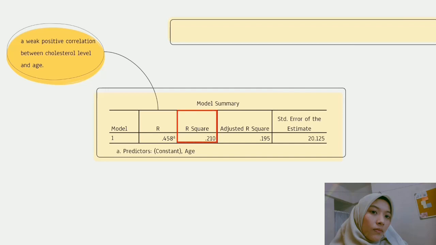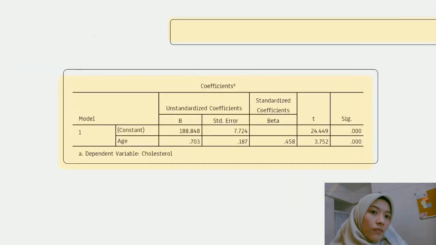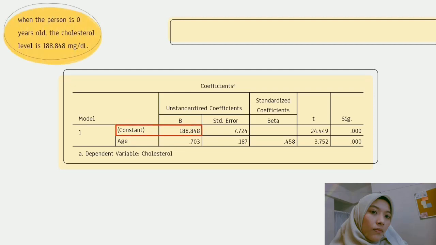The coefficient of determination from the SPSS output is 0.21, which is equal to 21% of the total variation in cholesterol level that can be explained by age using the regression equation. This is a coefficient table from the SPSS output. The y-intercept is 188.848, meaning that when the person is 0 years old, the cholesterol level is 188.848 mg per dl.